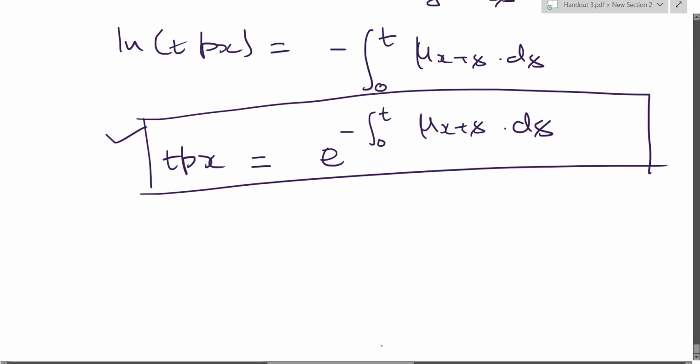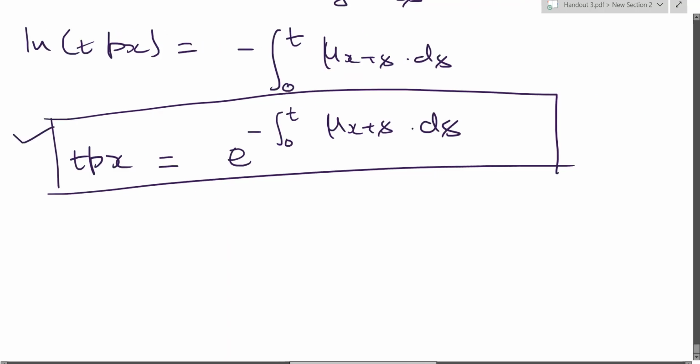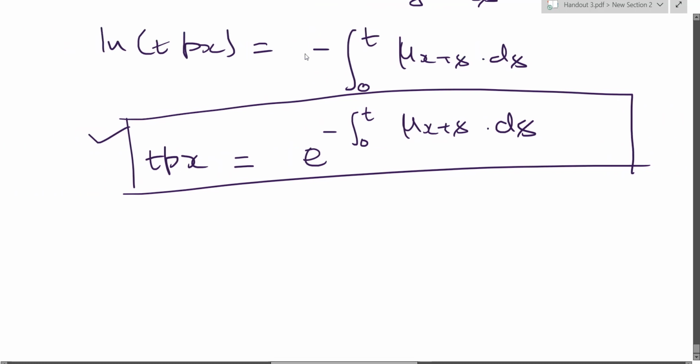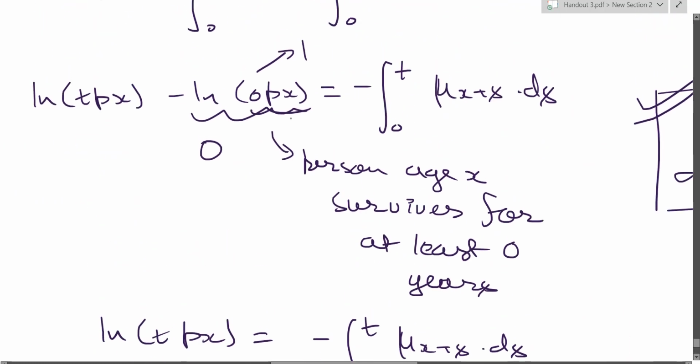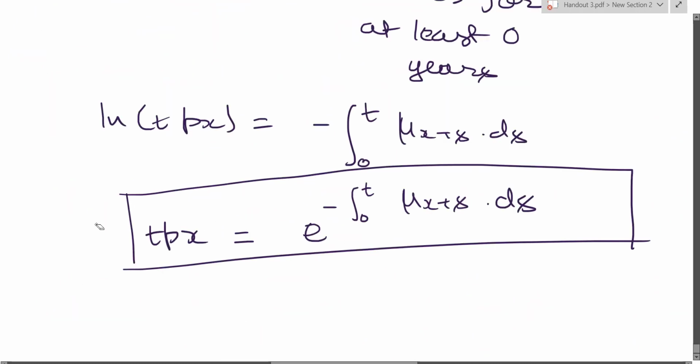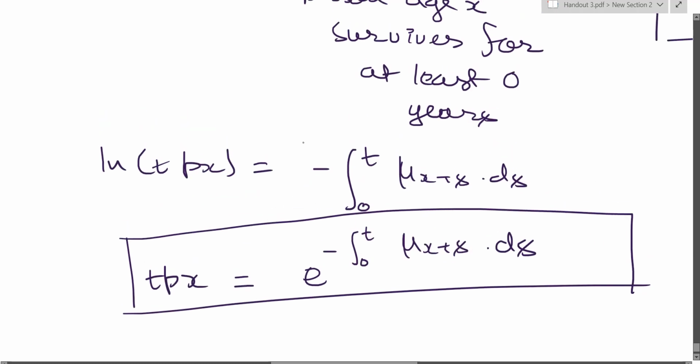So this is what you have for tPx, and now I'll derive tQx for you, and I'll then try to interpret both of them for you. So your definition for tPx is this. This is used very frequently. We'll talk about this in more detail, but for now let me just derive tQx for you.